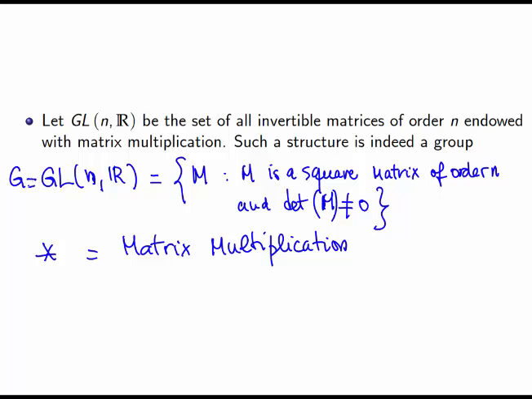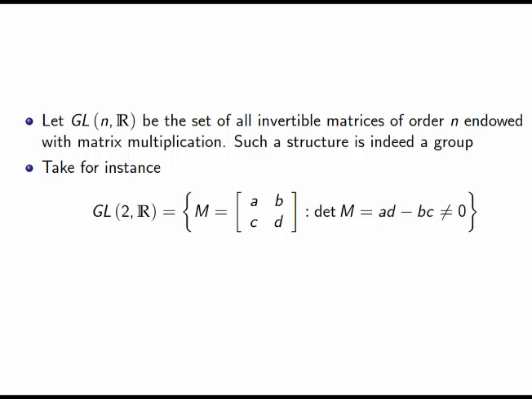And I claim that this is indeed a group, and so maybe the way to see it is to look at a simpler example first. Take M to be the set of all matrices of the type (a, b; c, d), and notice that the determinant of M here is going to be ad - bc. So we're assuming that this is non-zero.